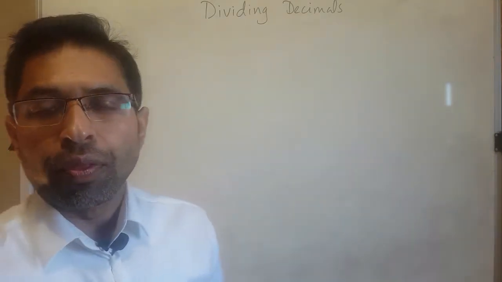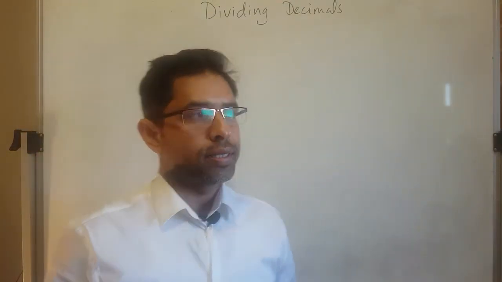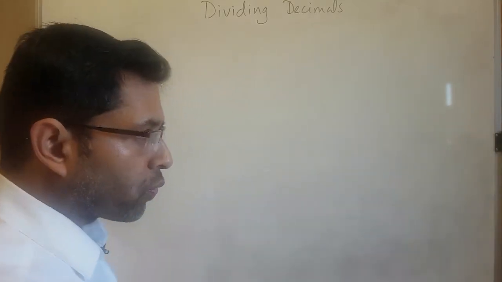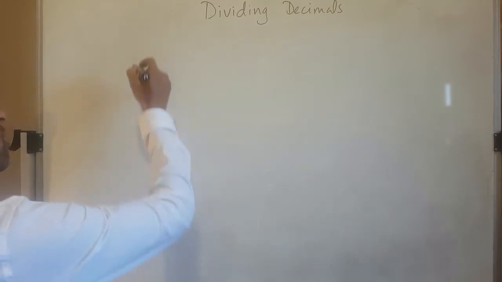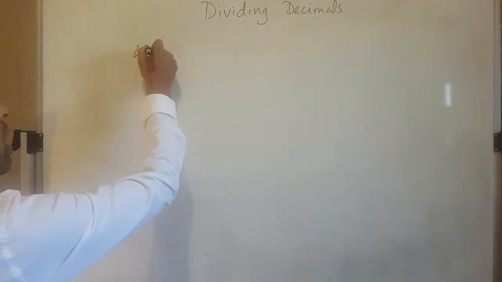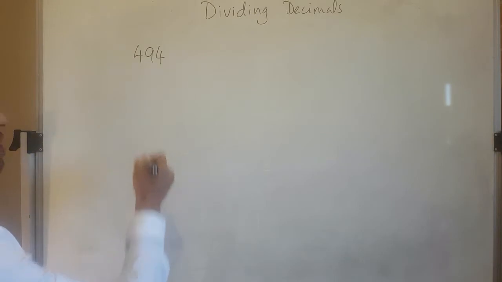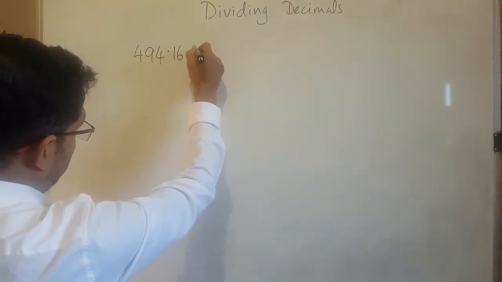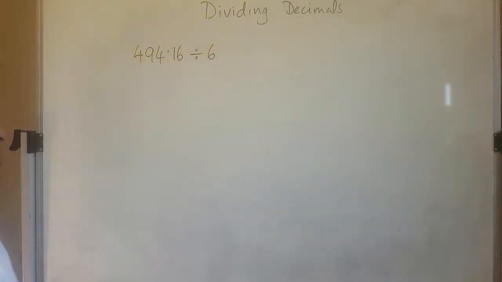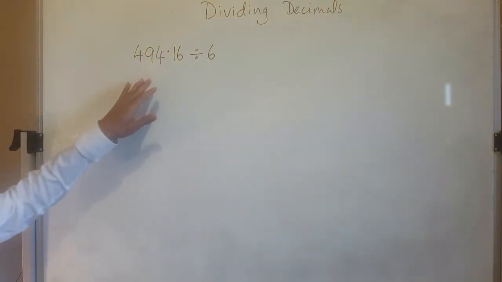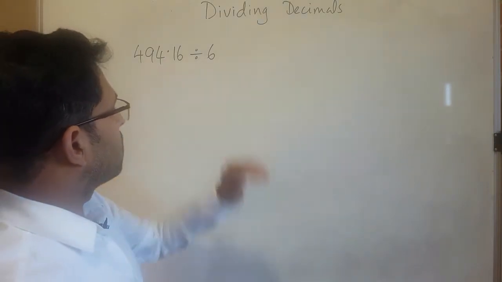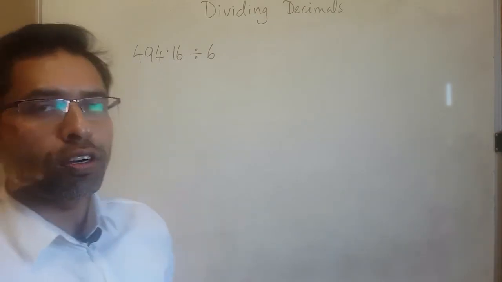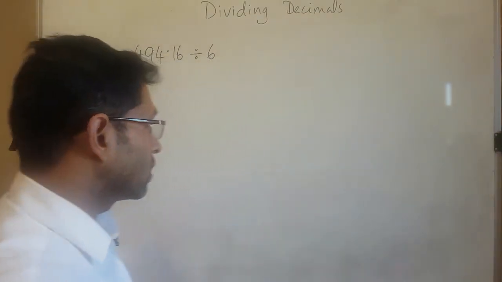In this video, we are going to look at how to divide decimals. Let's start with an example. If we have 494.16 and we are dividing this by 6, so 494.16 divided by 6, what do we need to do? We can just use the long division method to do this division.